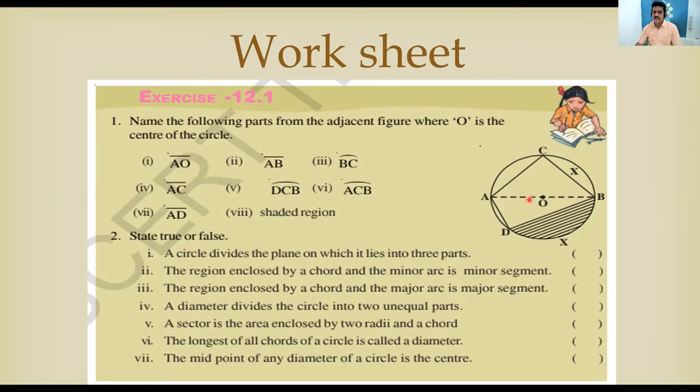Isn't it, children? It is a radius. So AO is radius. Now take AB. So it is total two points, joining two points passing through the center of the circle. This is called the diameter. So AB is called the diameter. Isn't it? Like that, you name all the things.